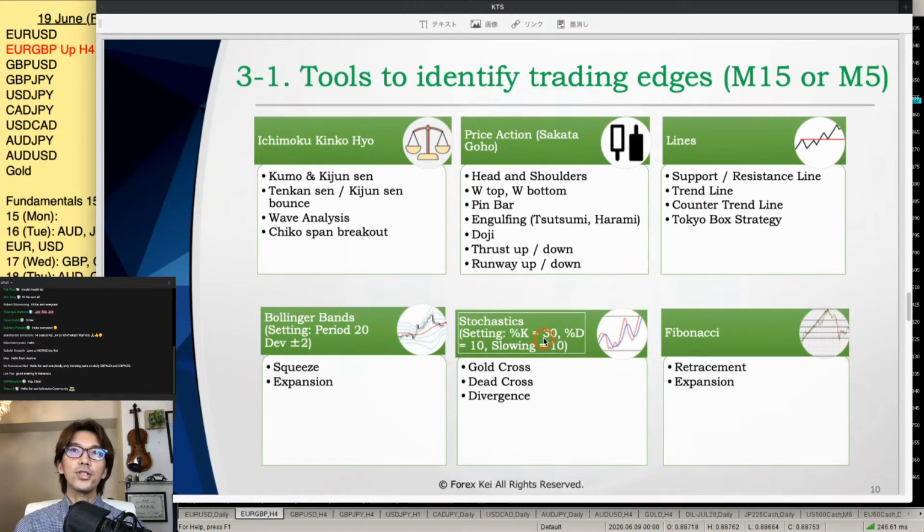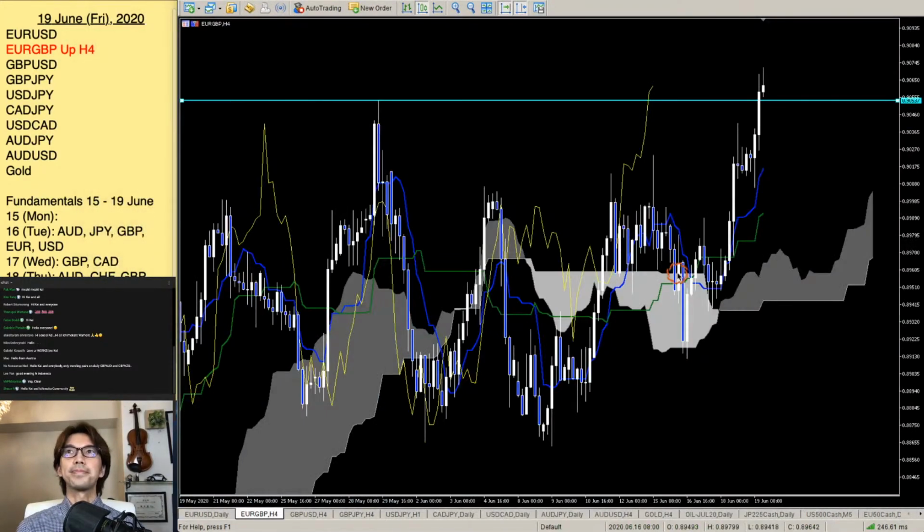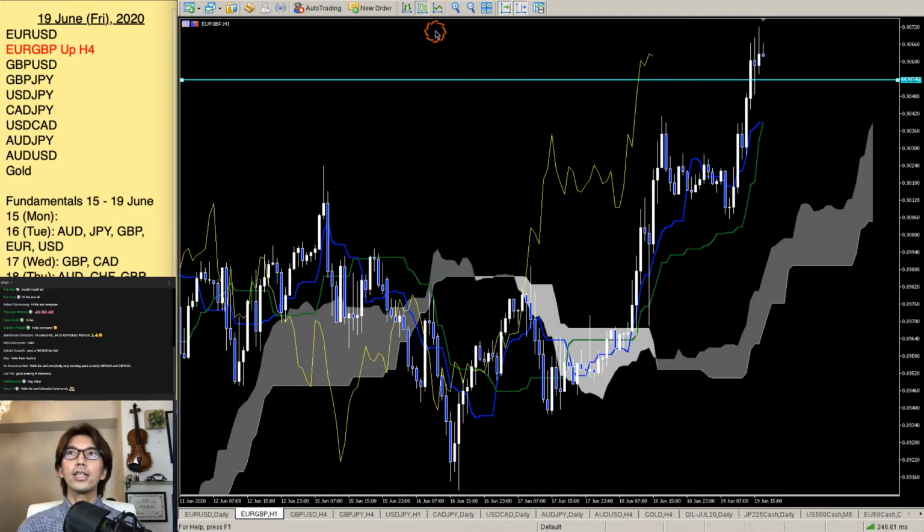So yeah, again today I will talk about the stochastics and how I capture the trading edge by looking at the divergence of the market. So let's take a look at the EURGBP in smaller time frames, right? So let's take a look at the one.